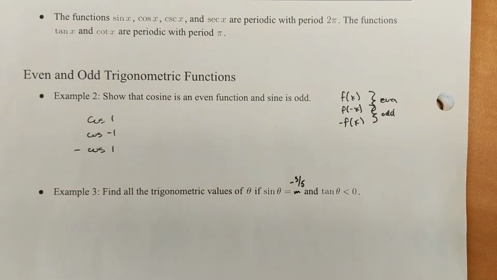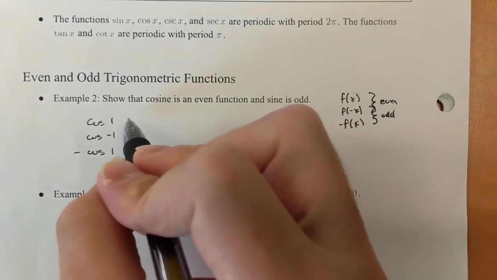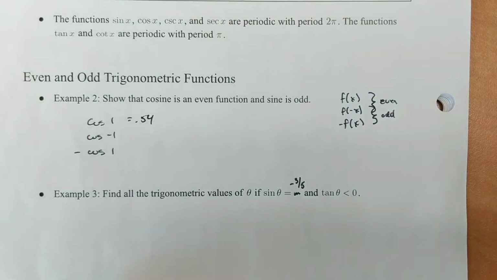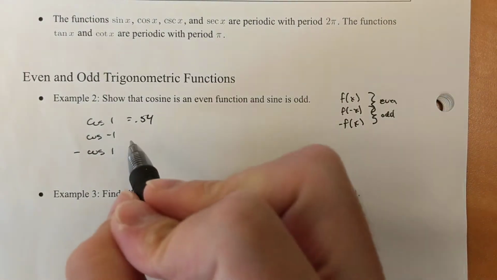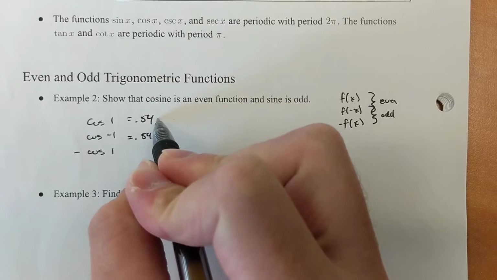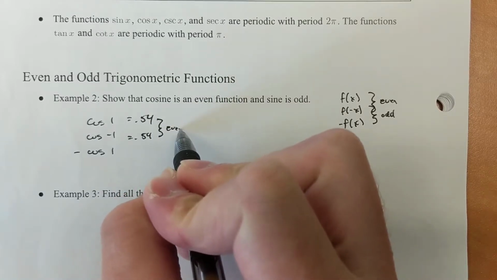Now you do need to be in radian mode in your calculator, so if you are not, you need to flip that. So the cosine of 1 is 0.54. Cosine of negative 1 is 0.54. So these two match, so this is even.